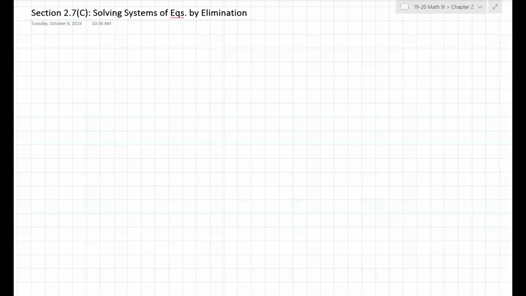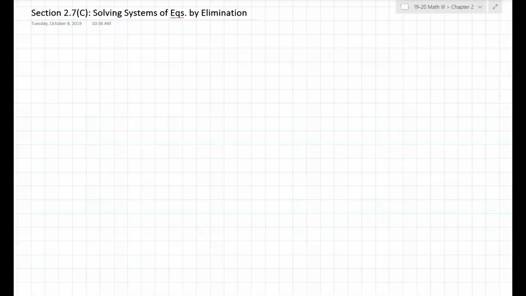So, the main thing that we have to do here is in section 2.7a, we solve systems by graphing. In 2.7b, we solve systems by substitution. Okay? So in 2.7c, we're going to use elimination. With elimination, basically, we are going to line them up.